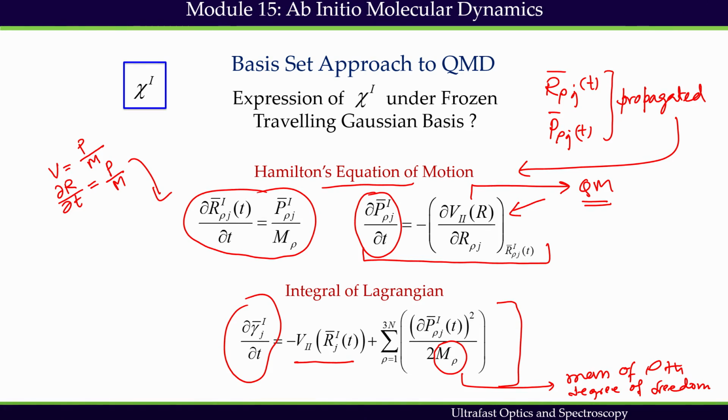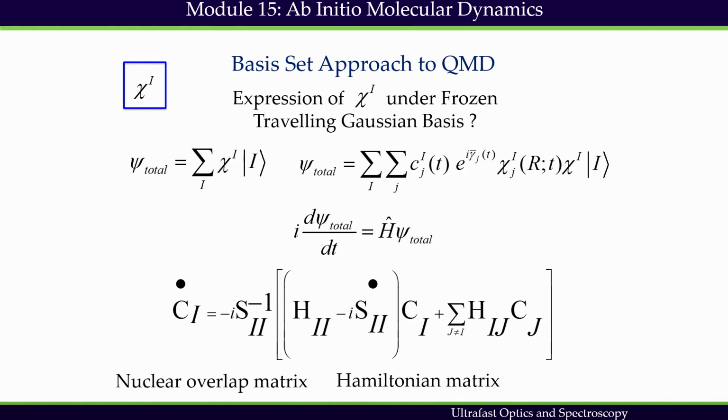So, in this ab initio multiple spawning method, we are using a classical propagator to propagate the nuclei. Finally, the multi-configurational nuclear wave function has the following form.